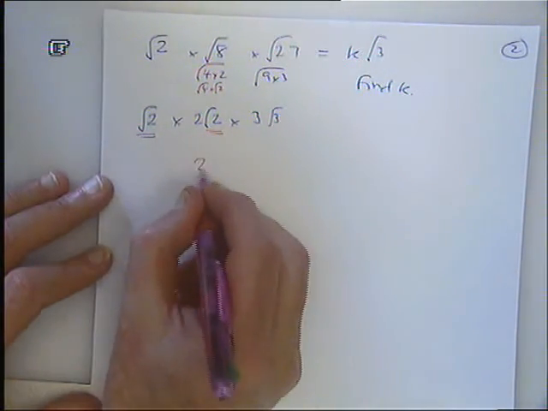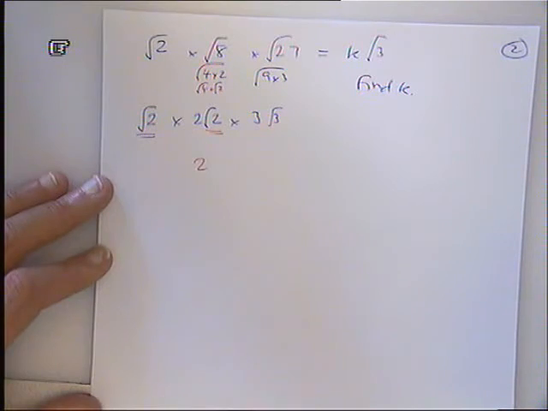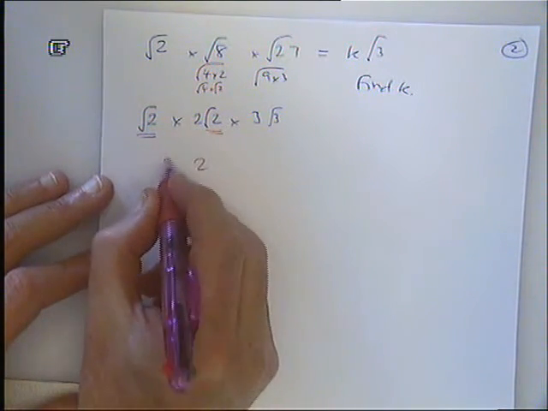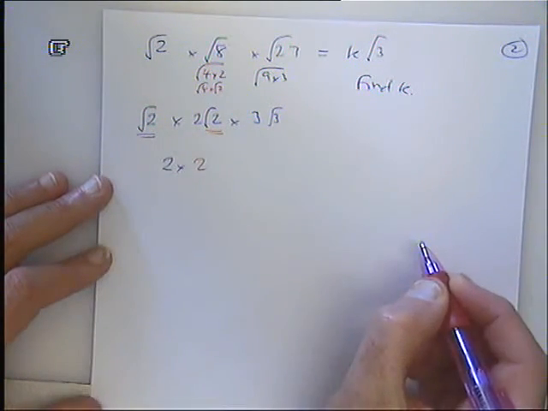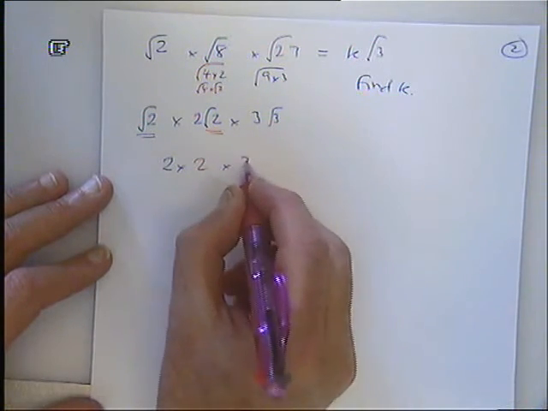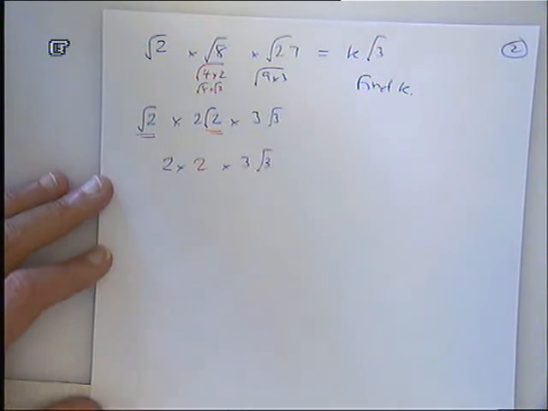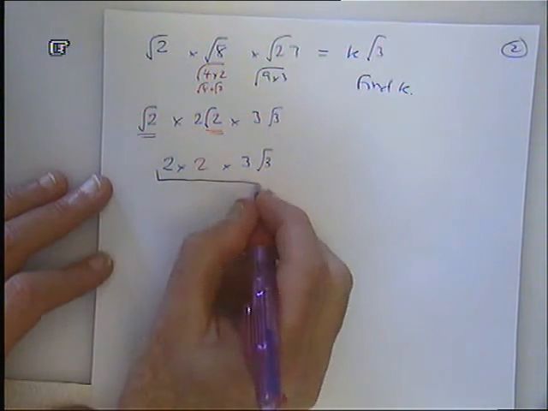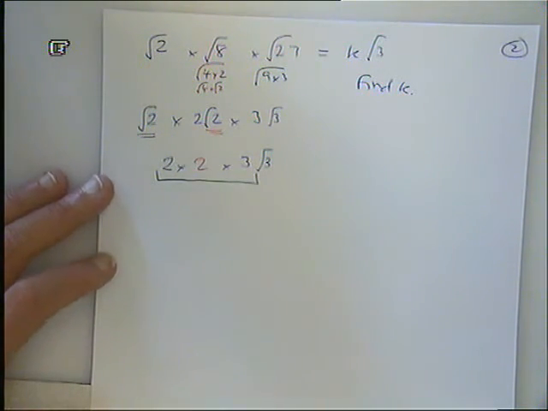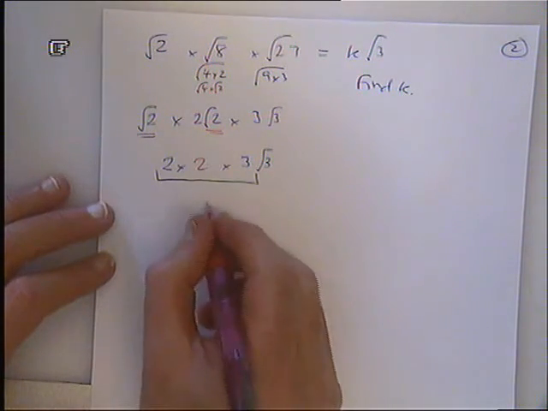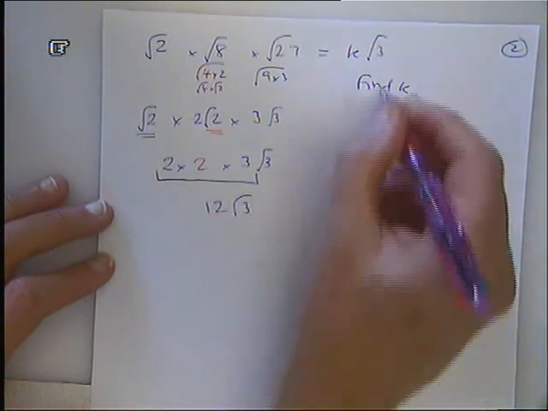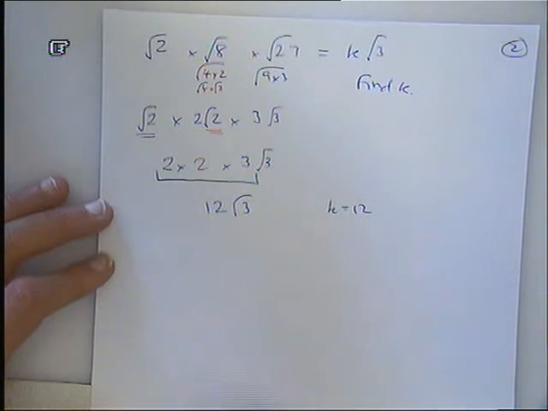Okay, what is root 2 times root 2? 2. Those come from the red underlined bits. There's another 2 here, that's being multiplied, and over here being multiplied by 3 lots of root 3. What is the answer to that underlined sum there? 12. So I've got 12 lots of root 3, so I have found that k equals 12.